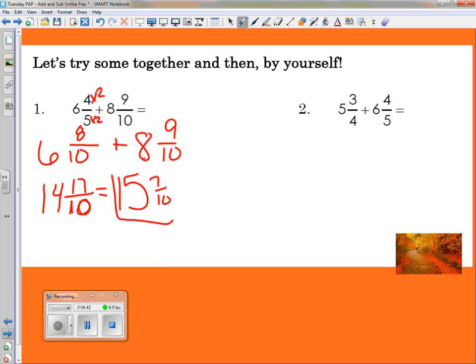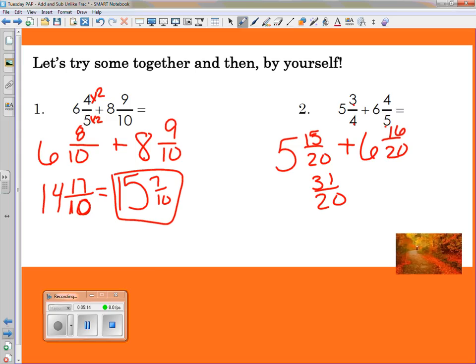The next one, we have our denominators as 4 and 5. Well, they both can go into 20. 4 times 5 is 20, so 3 times 5 is 15. 5 times 4 is 20, so 4 times 4 is 16. Add my numerators, that would give me 31 over 20, and 5 and 6 is 11. 20 goes into 31 one whole time with 11 left over out of 20.